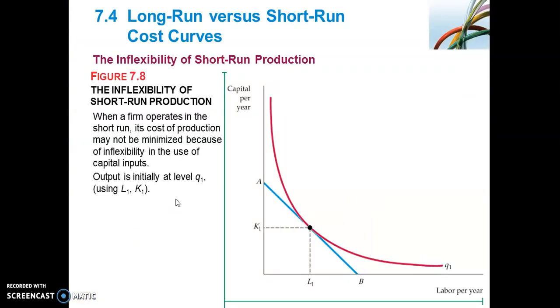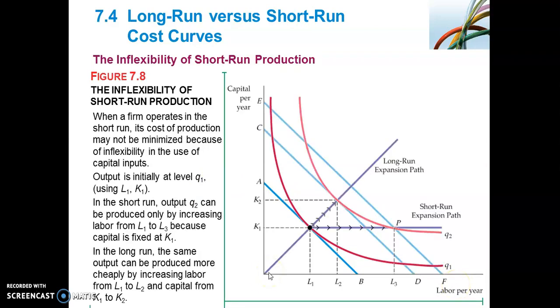We continue with section 7.4, which deals with the long run cost curves versus your short run cost curves. Now, figure 7.8 allows us to explain the inflexibility of short run production. In the long run, all inputs are variable, but in the short run, not all inputs are variable. As we know, in our case, capital was regarded as fixed in the short run. In terms of how we've plotted it, we have capital per year on the vertical axis, and labor per year on the horizontal axis.